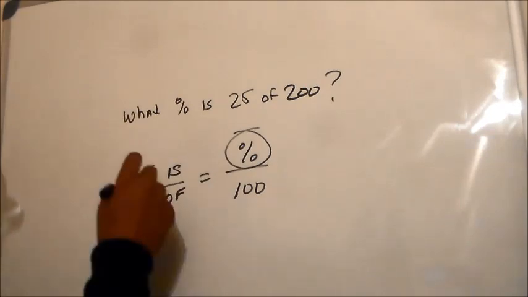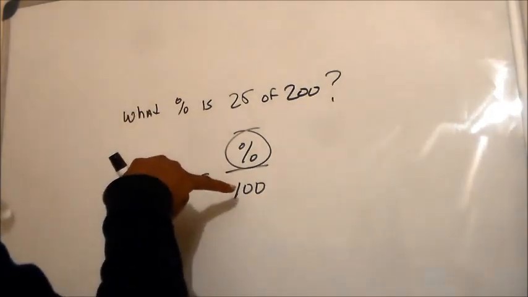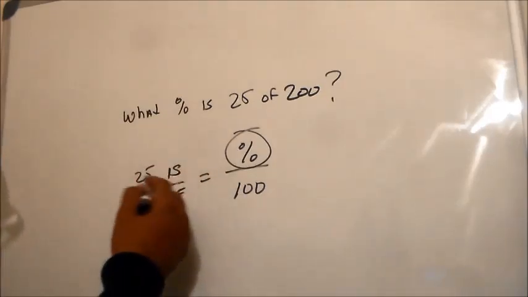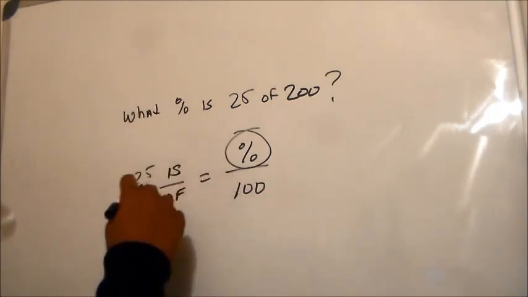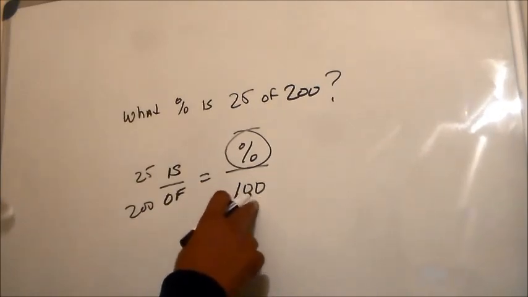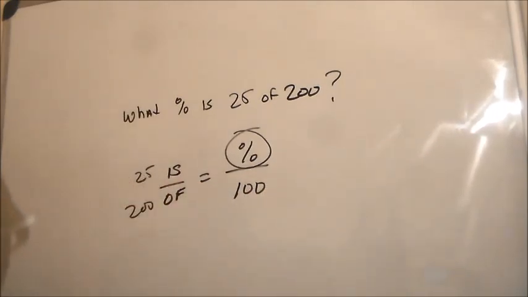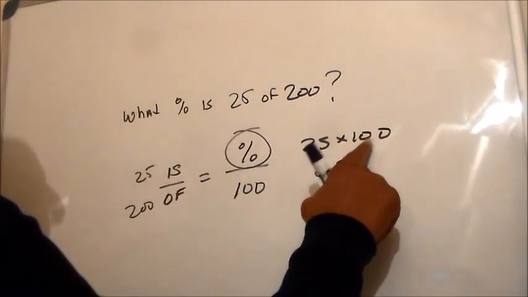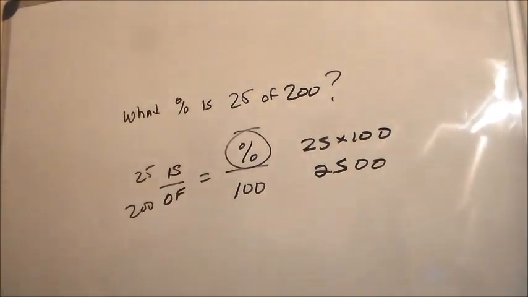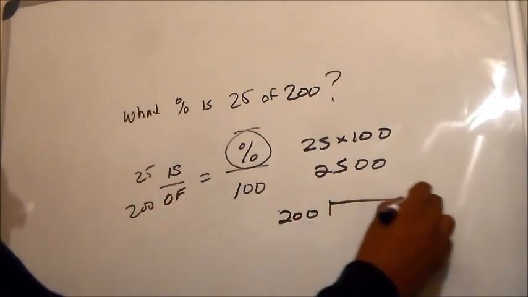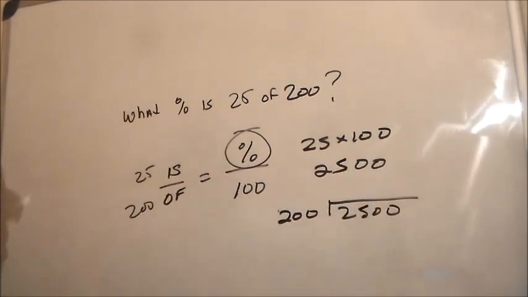So what I would do is multiply 25. You multiply the numerator and the denominator that are directly diagonal of each other. Anytime I multiply anything by 10, 100, 1000, however many zeros it has is added to the 25. So 25 times 100 is 2500. And then 2500 will be divided by 200.